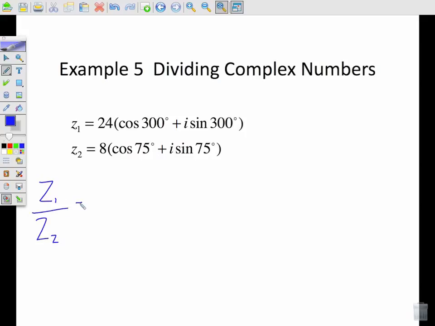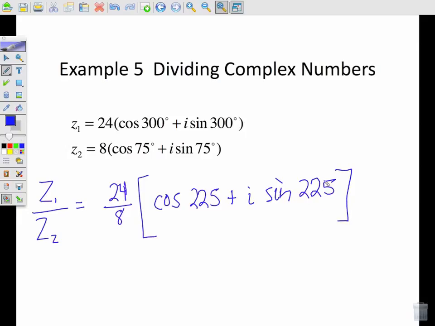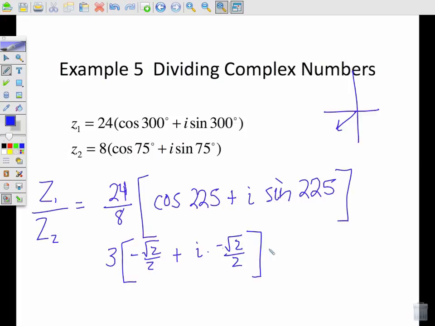All right, let's look at the division. So my division would be z1 divided by z2, and we divide the r's, and then we subtract the angles. So cosine of 300 minus 75 is 225, and 225. All right, 225 is located right here. So we've got 3, and then the cosine of that angle is negative root 2 over 2, plus i sine of 225, which would also be negative root 2 over 2.